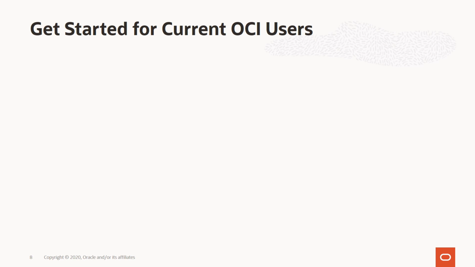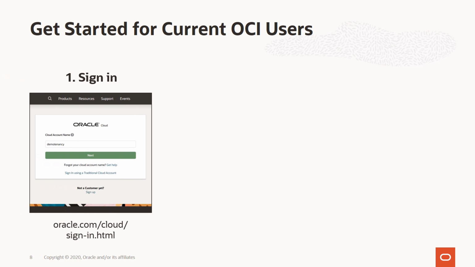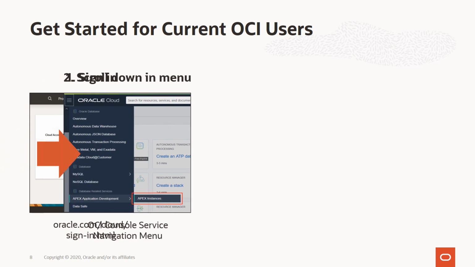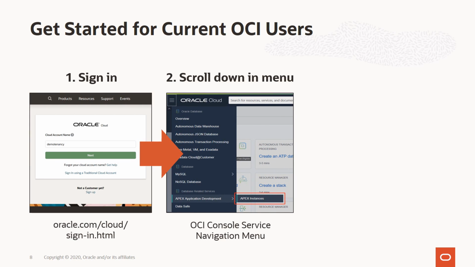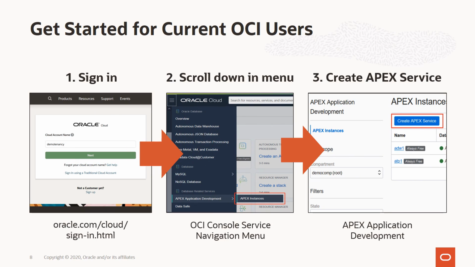If you are a current Oracle Cloud Infrastructure customer and you already have an OCI tenancy and account, then start by signing into OCI, locating Apex Application Development in the OCI Service Navigation menu, and then creating a new Apex Service instance. I will demonstrate this in a moment.